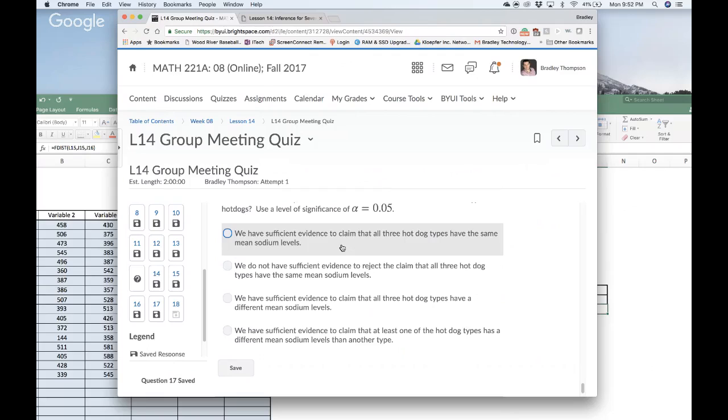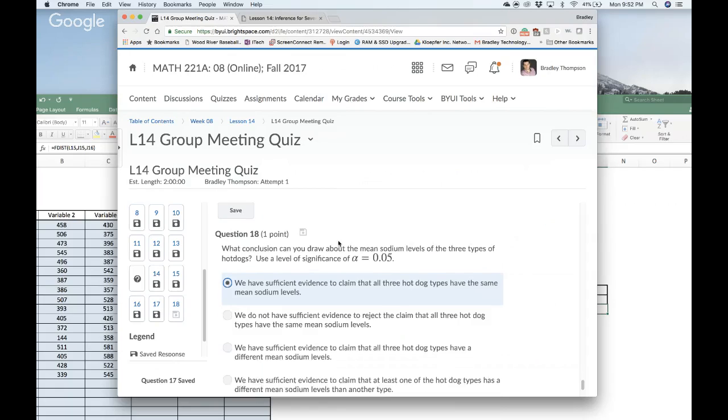So let me think about this. We had a low p-value, which means they were farther apart before. So it should be A, right? Because it says we have sufficient evidence to claim that all 3 hot dogs have the same mean. Isn't that fail to reject? They say it kind of backwards.